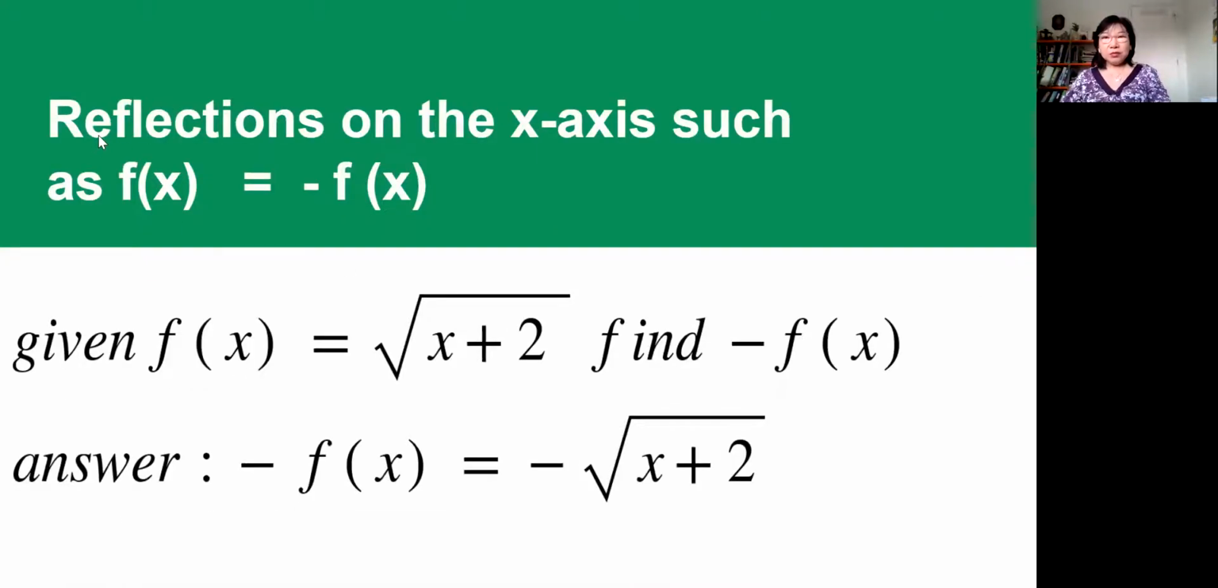The next transformation, we will examine the reflection on the x-axis, such as f of x will become minus f of x. So when you have a function f of x, if the question asks you to find the transformation of minus f of x, this negative in front of the function f of x stands for the reflection on the x-axis and not the y-axis, because this negative applies in front of the function. So if you see the original function is f of x, and you see the negative in front, we're talking about the reflection on the x-axis.